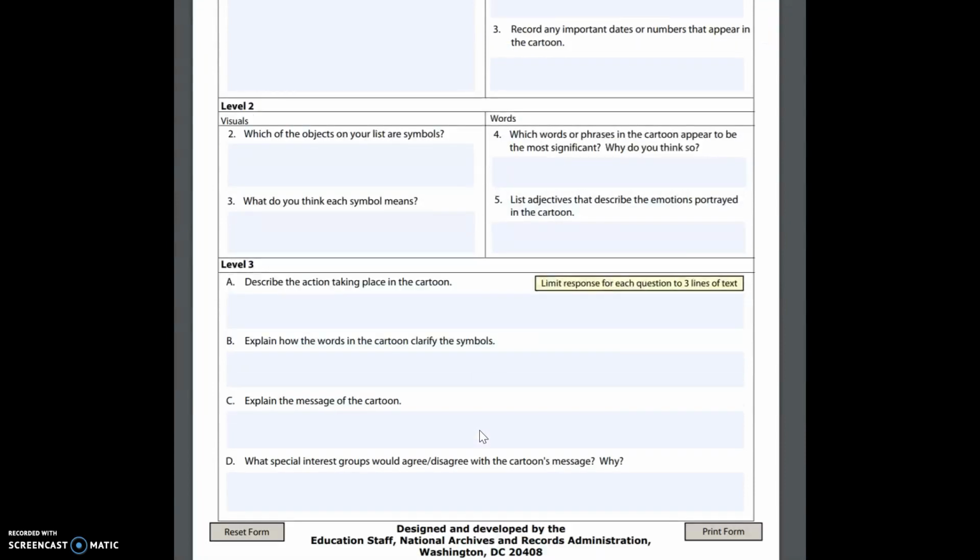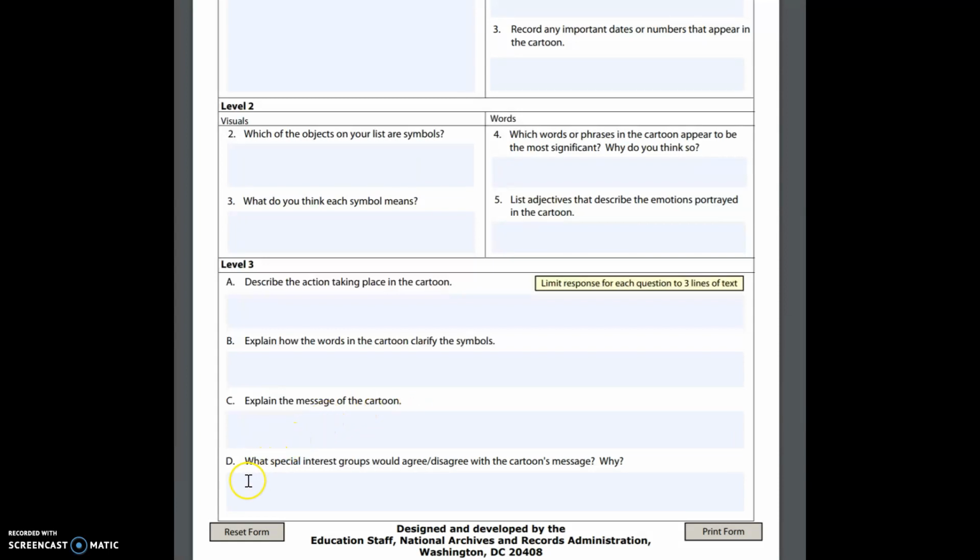And then lastly, we're going to examine the cartoon from level 3. So you're going to describe the action taking place in the cartoon. Then you're going to explain how the words in the cartoon clarify the symbols. And both of these things are going to help you accomplish C, explain the message of the cartoon. This is the most important part of the analysis because it tells us why the cartoon was created.